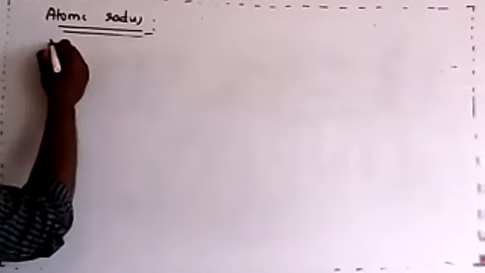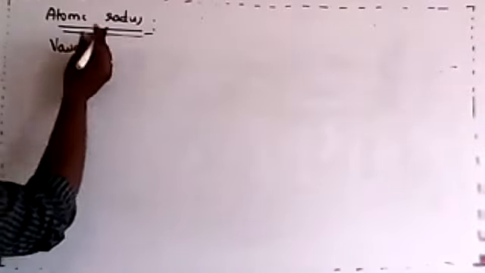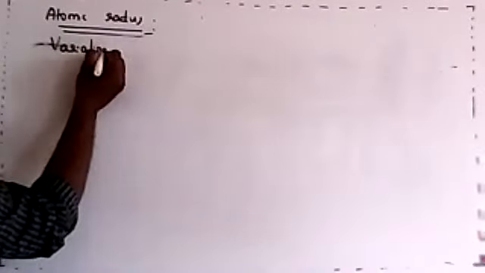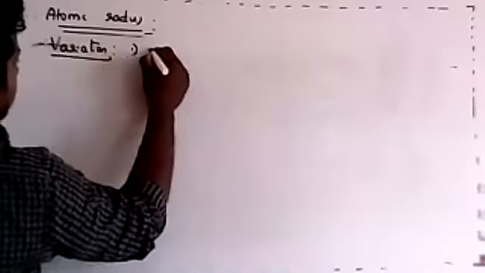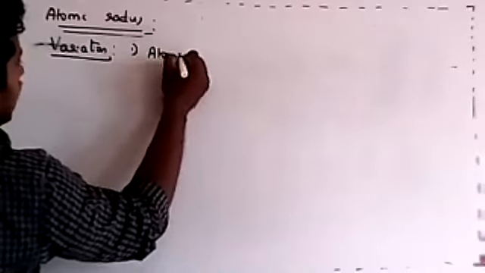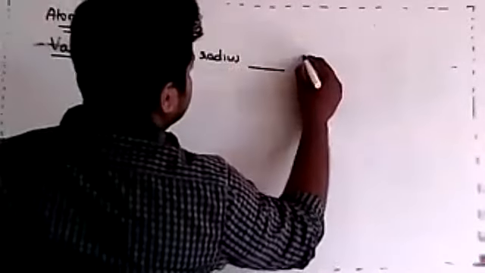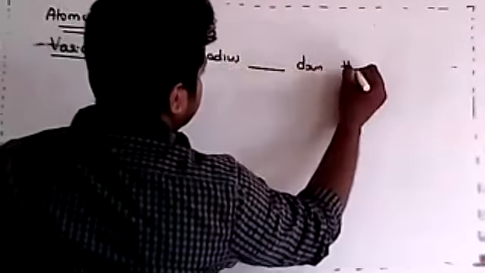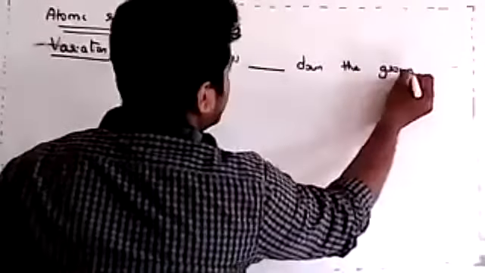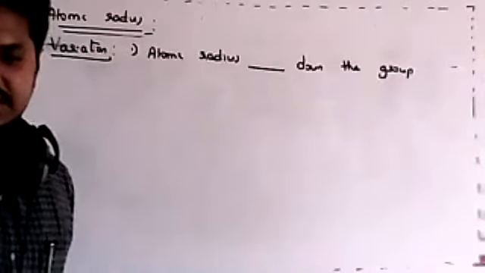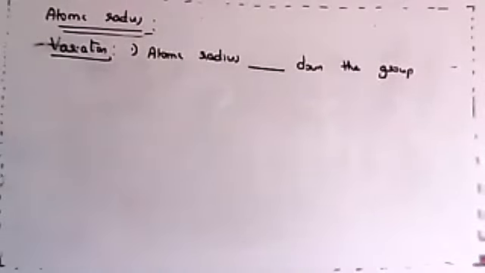First of all, you have understood what atomic radius is. Now the variation you should understand. First of all, atomic radius down the group. Those who are online, you can answer. What is the answer for this one? Yes, Prithvi, it increases. Yes, Ritika, atomic size increases. So atomic radius usually increases down the group.